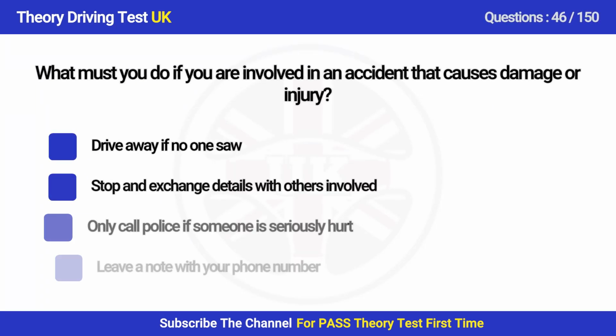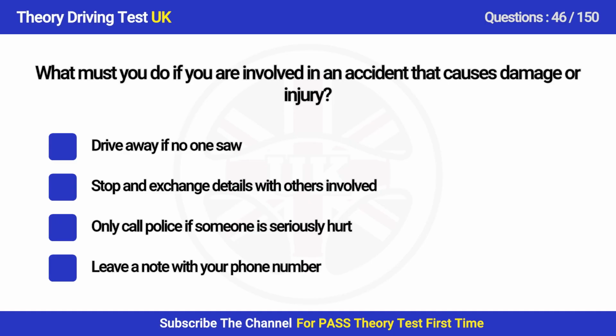Question 46. What must you do if you are involved in an accident that causes damage or injury? A. Drive away if no one saw. B. Stop and exchange details with others involved. C. Only call police if someone is seriously hurt. D. Leave a note with your phone number.